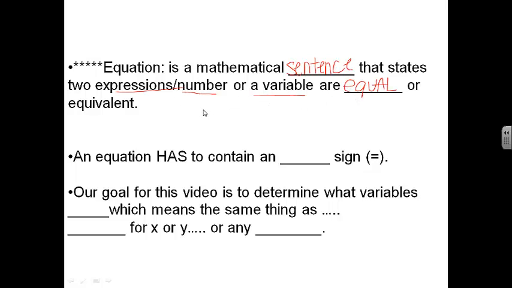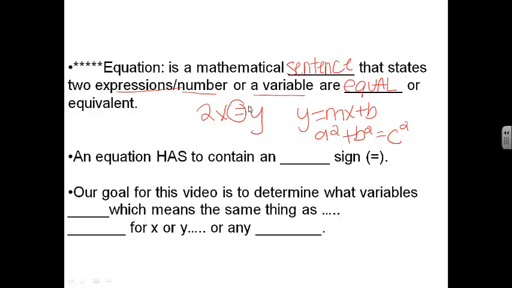So an equation might look like this: 2x equals y, just like y equals mx plus b is an equation. And also an equation we've learned is a squared plus b squared equals c squared. Okay, now what's common about all these? Well, they have an equal sign. So an equation has to contain an equal sign. How you can remember that is equal. We're just missing the L for equal.